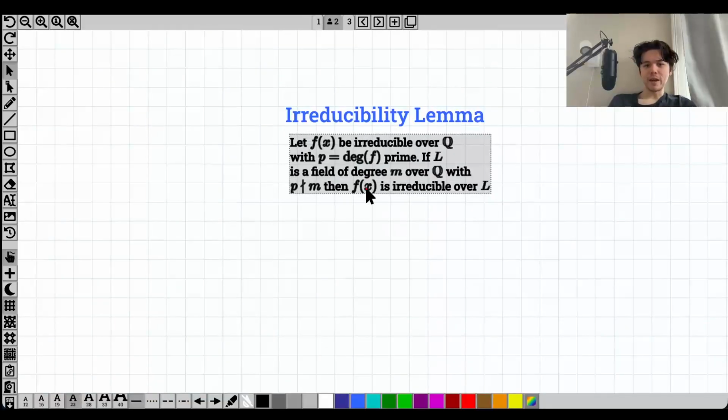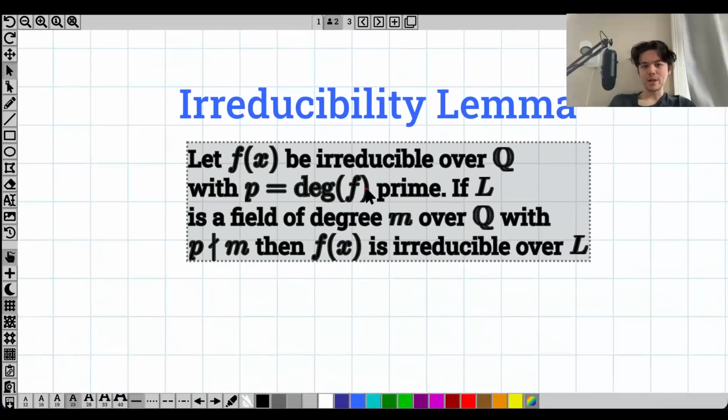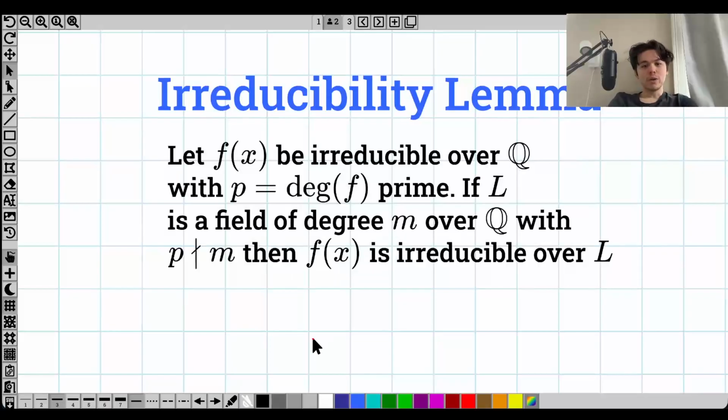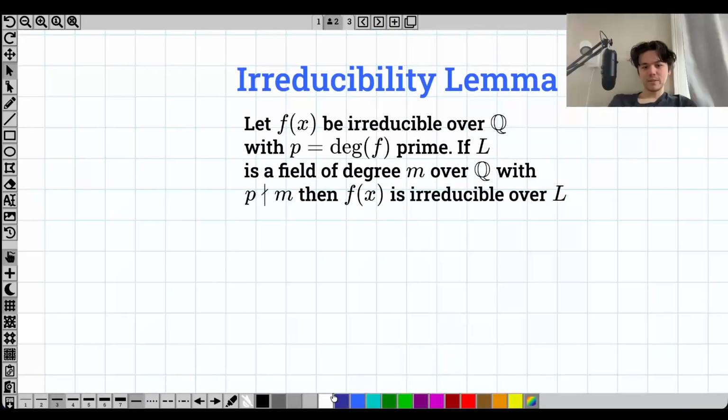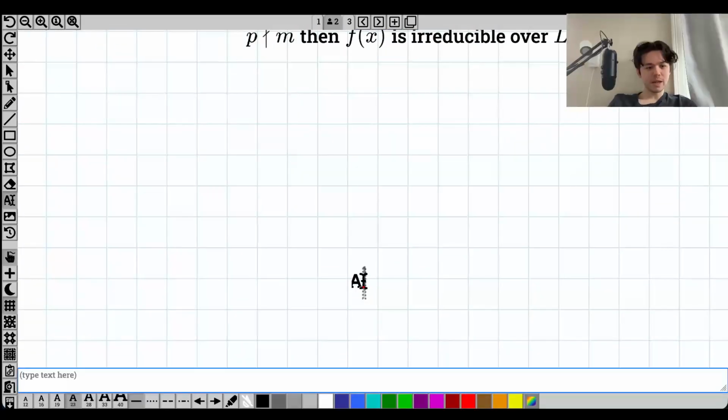The lemma is this: if f of x is irreducible over the rational numbers with prime degree p, and L is a number field of degree m over Q with p not dividing m, then f of x is irreducible over L. And the argument's actually very simple. I think it's a great argument. You just draw the field tower.